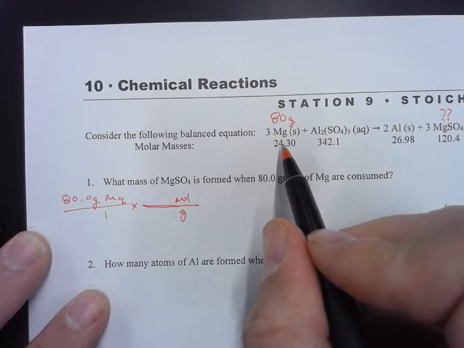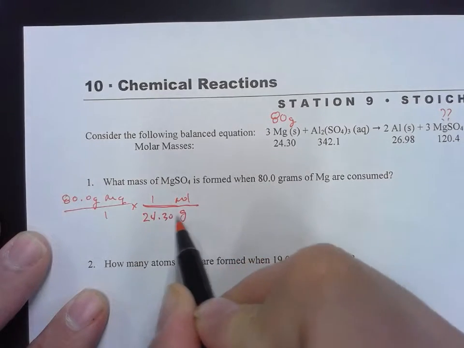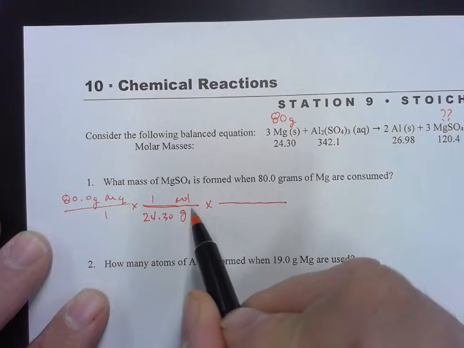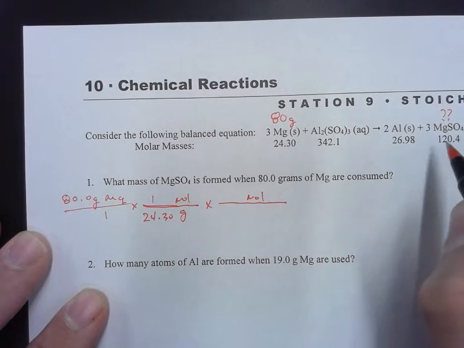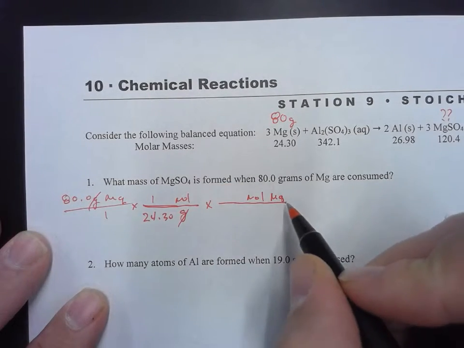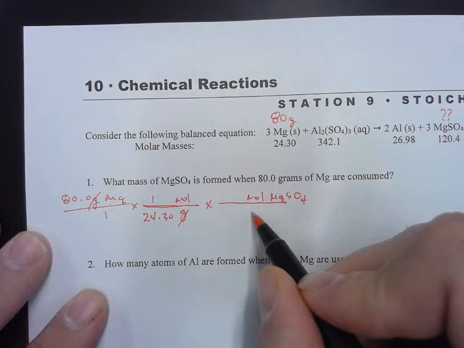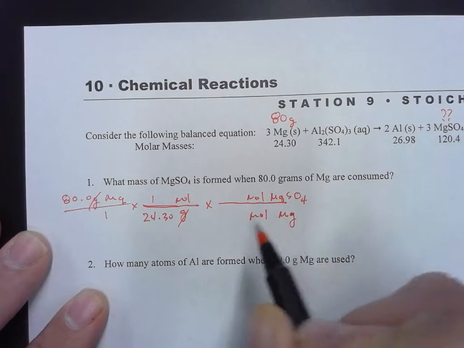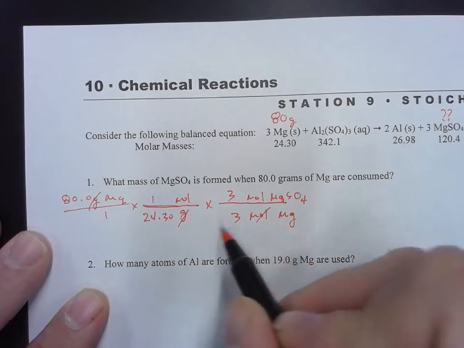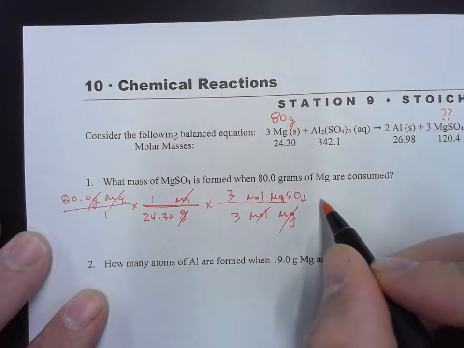And let's see. We've got a molar mass. In this case, 1 mole of this stuff weighs 24.30. Now, we look at the mole to mole ratio. We're going from moles of Mg into moles of MgSO4. Let's cancel that out, by the way. We see that it's 3 moles of Mg to 3 moles of MgSO4. I can now cancel that out. I'm now in moles of MgSO4.